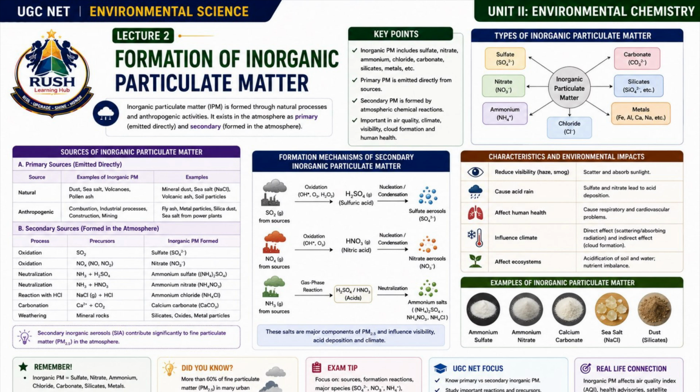Let's summarize. Inorganic particulate matter consists of sulfate, nitrate, ammonium, chloride, carbonate, silicate, and metal-containing particles. These particles may be emitted directly or formed through atmospheric chemical reactions. Sulfur dioxide, nitrogen oxides, and ammonia are the most important precursor gases involved in secondary inorganic aerosol formation.